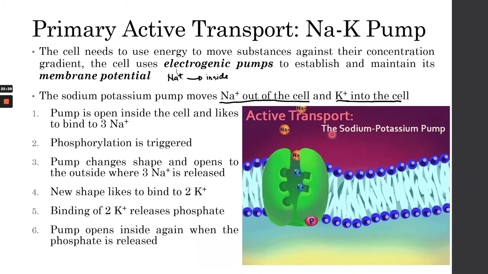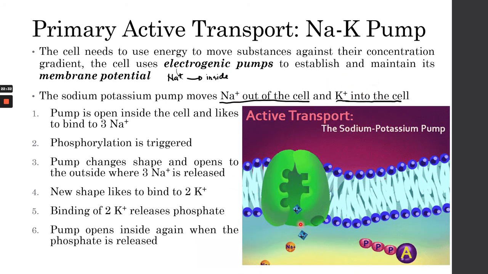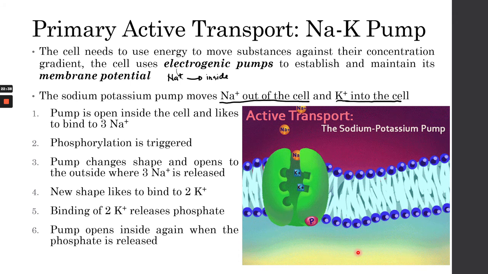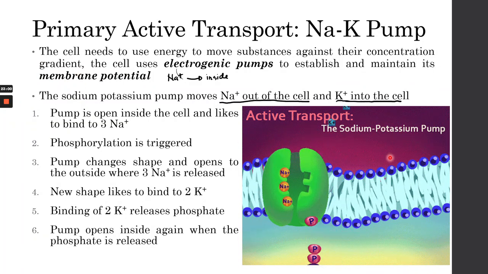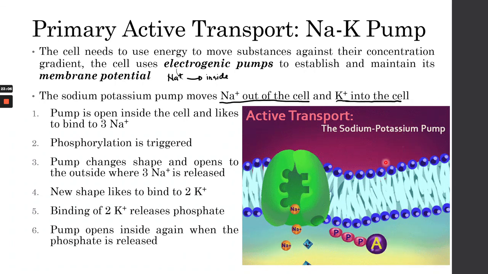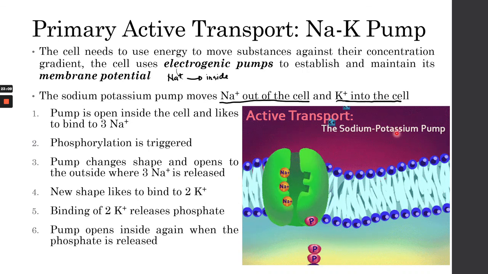And this is also how the cell pumps in potassium inside, creating a very high concentration of potassium inside the cell, which then will result in the concentration gradient of the potassium moving from inside to outside. So this is how the cell maintains the electrochemical gradient and establishes the membrane potential. So that's how the cell establishes a more negative inside and a more positive charge outside of the cell.